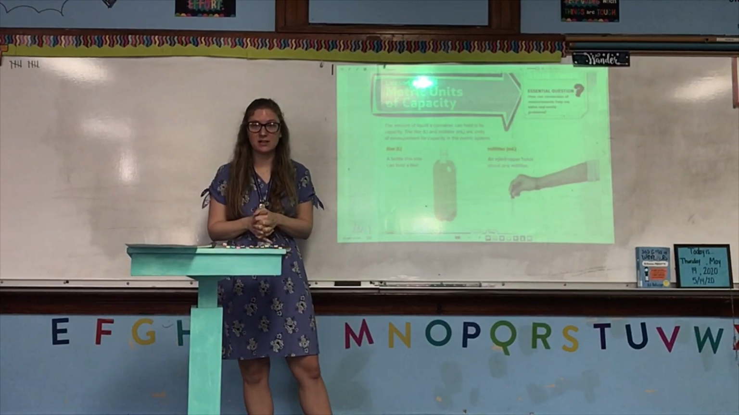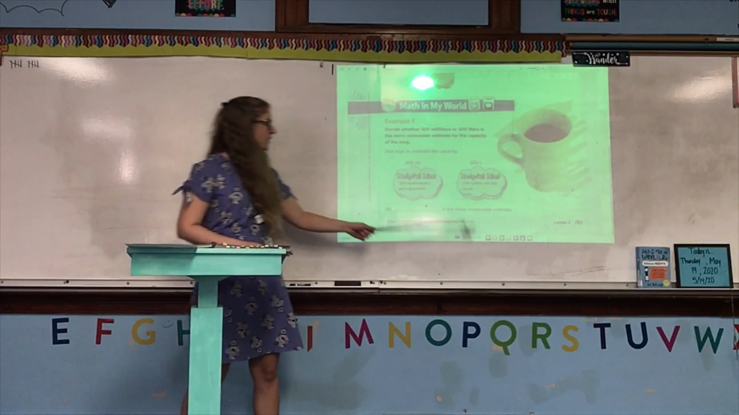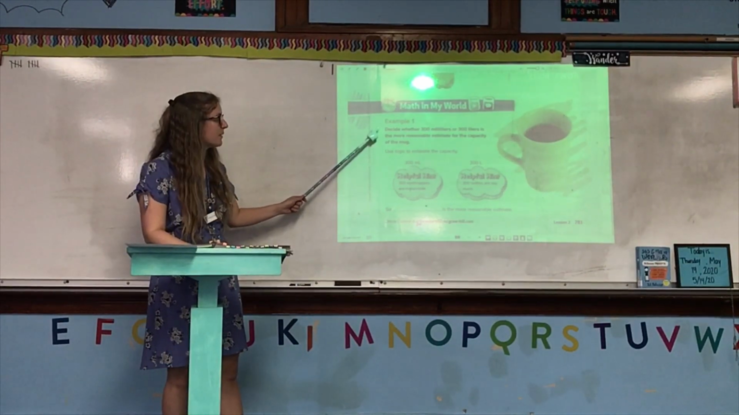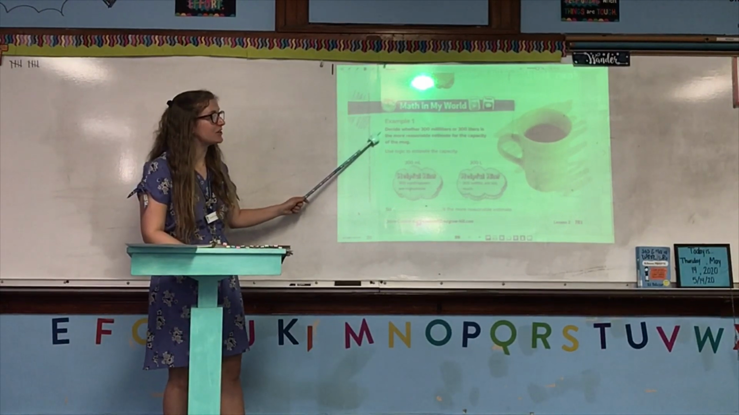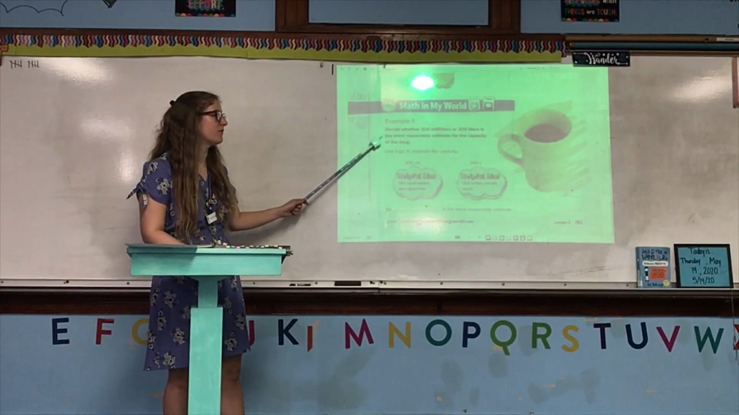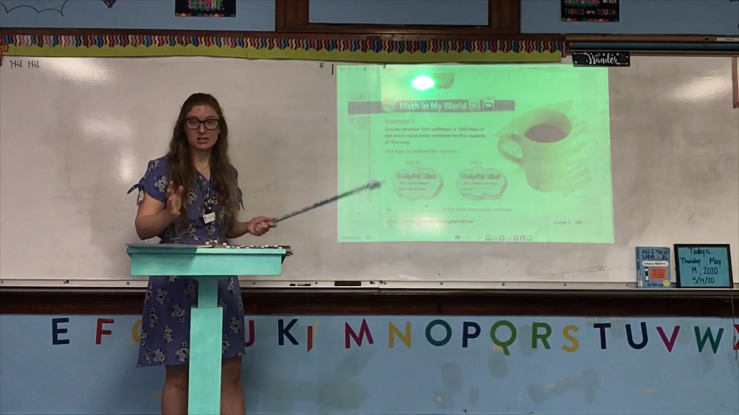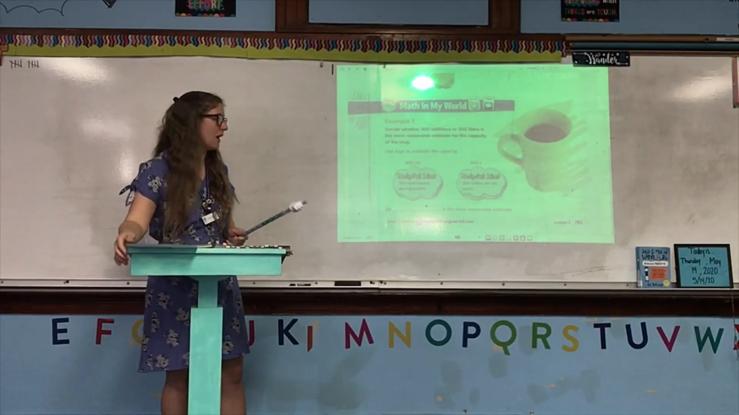Okay, so let's go ahead and look at example 1. Finger a pencil on example 1 and read in your head while I read out loud. Decide whether 300 milliliters or 300 liters is the more reasonable estimate for the capacity of the mug. So we're going to use logic to estimate the capacity. Whenever you're estimating measurement, you're mostly using logic.